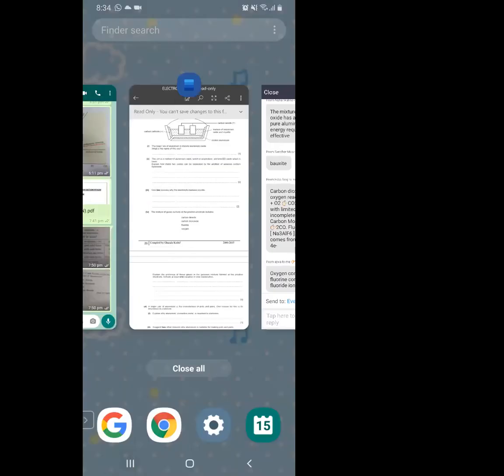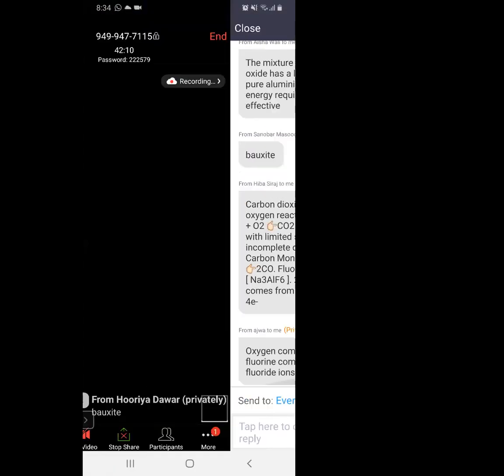Right. Okay, I'm sharing my screen. Let's do this in a sequence, okay? So at the cathode, now they are asking us to explain the presence of these gases and include equations. So let's see.